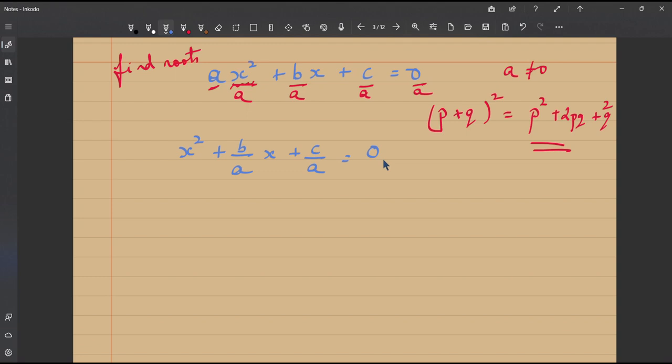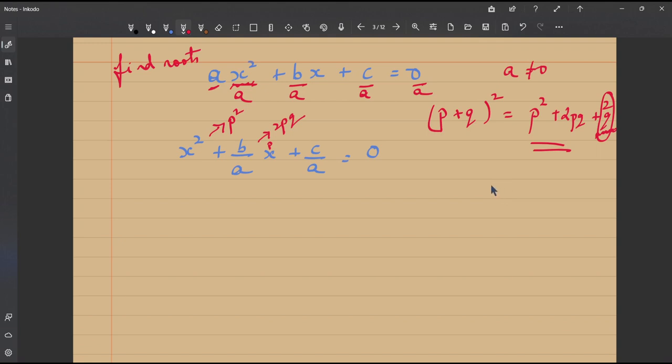We have just made this for our convenience so that we can compare this x squared term to the p squared term there and say that x is equal to p, right? And now b by a x can be compared to the 2pq term because x is p, isn't it? So we can find what q is. Why should you find q? So as to complete the square. Only when you find q, the square will be completed.